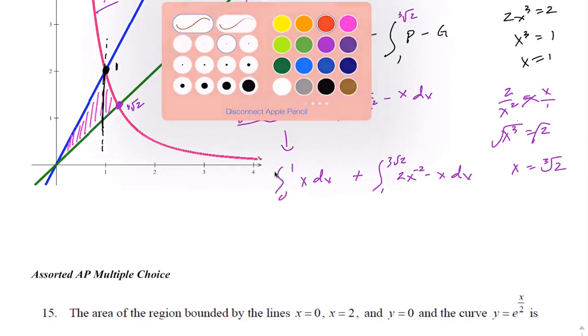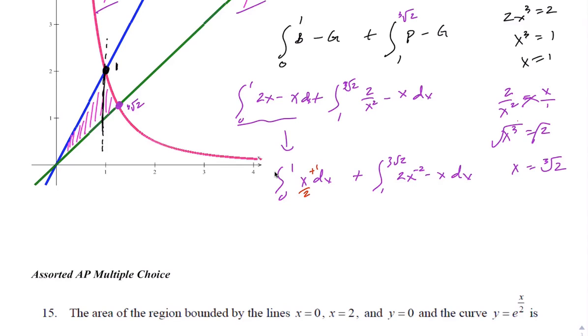Then we just integrate everything, add 1 to the power, divide by the new power. I get x squared over 2 from 0 to 1, plus add 1 to the power, divide by the new power, negative 2x to the negative 1, minus x squared over 2 from 1 to 3 over the cube root of 2. There you go.